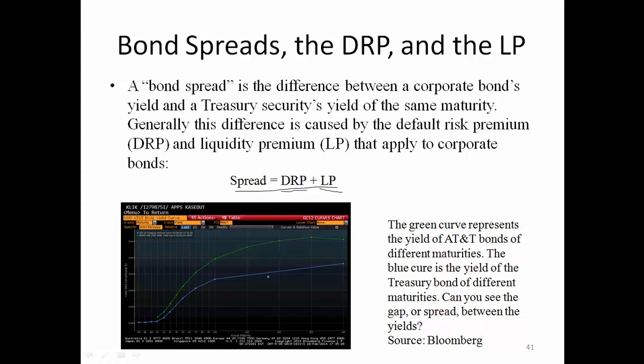If you look at the green curve here, this is the yield of AT&T bonds of different maturity. And as you know, AT&T bonds are corporate bonds. And the blue curve here is the yield of Treasury bonds of different maturities. So for example, when you look at 15-year bonds here, this is the yield for a 15-year AT&T bond, and this is the yield of a 15-year Treasury bond. And the difference is called the spread here.